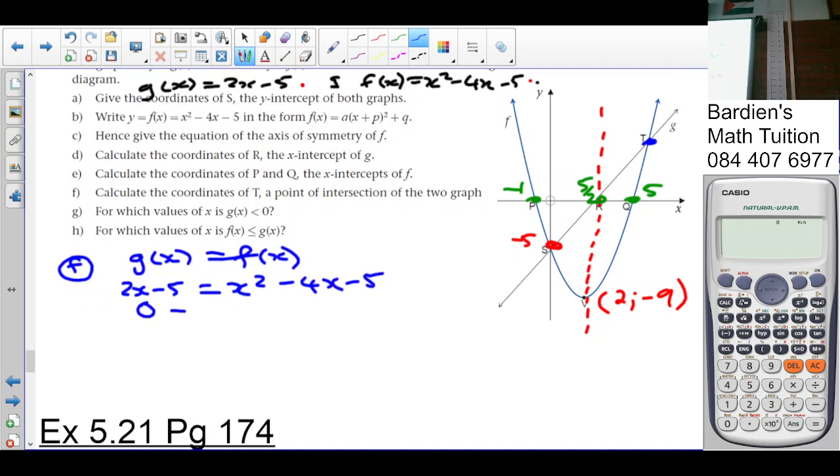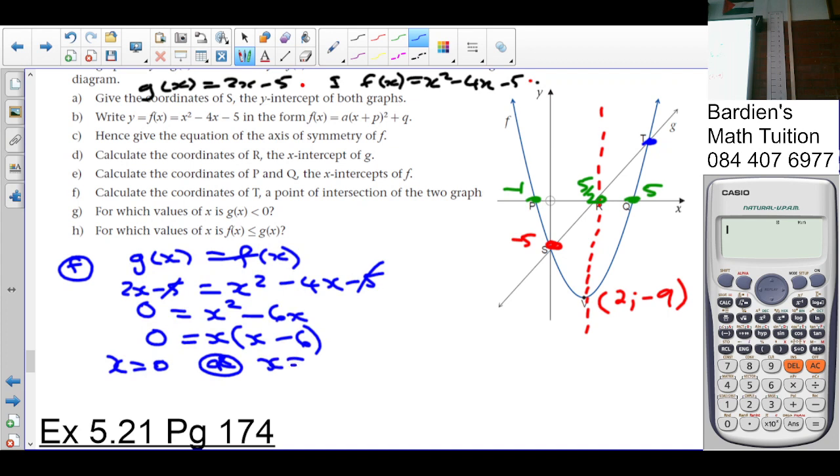Take everything to one side since it's quadratic, so it's x squared minus 6x, and that of course cancels. Factorize. We don't divide by x because we will be losing a solution. So x is equal to 0 or x is equal to 6.